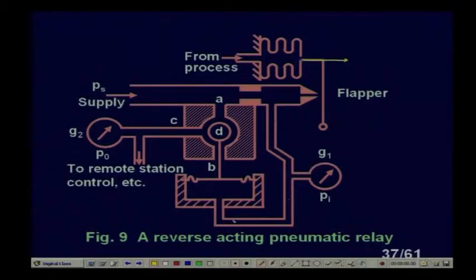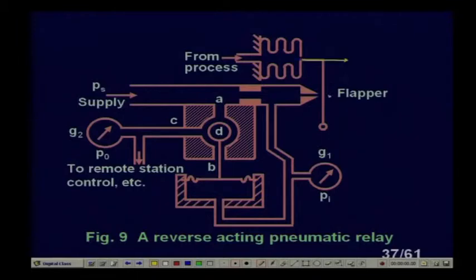If we reduce the pressure, what will happen? You see that ultimately it will reduce the pressure inside this diaphragm gauge. So, this diaphragm will come down. If the diaphragm comes down, what will happen? This ball will come down, allowing more pressure to indicate. That means more signal to the remote station. Okay, so this is the basic principle.